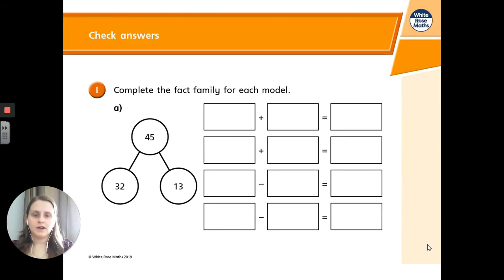So complete the fact family for each model. So your first model says your whole is 45 and your two parts are 32 and 13. Nice and straightforward this one. So which two numbers add together to get the answer? How else could you write that? And what would I have to subtract from one number to get the other number? So we've got three numbers here. These three numbers need to go in the different boxes.